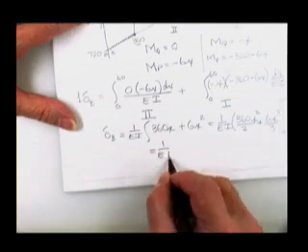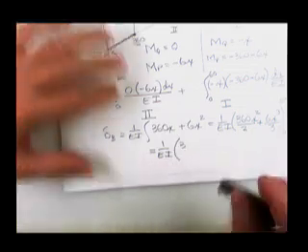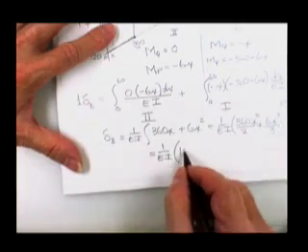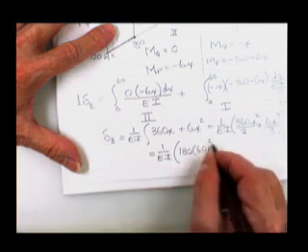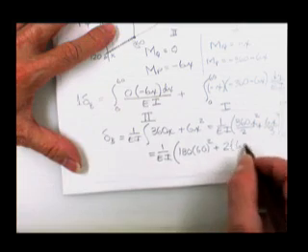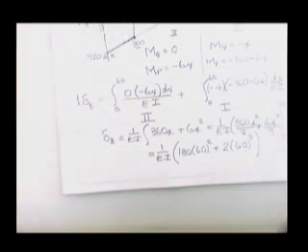1 over EI times 360 over 2 is 180. Well, no, that's right, 180, times 60 squared plus 2 times 60 cubed tells you what your deflection is.